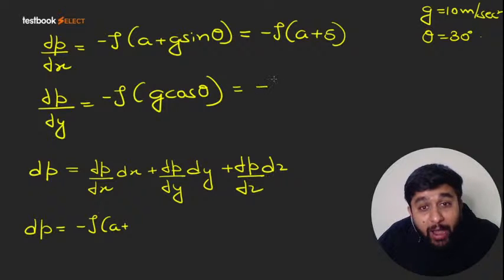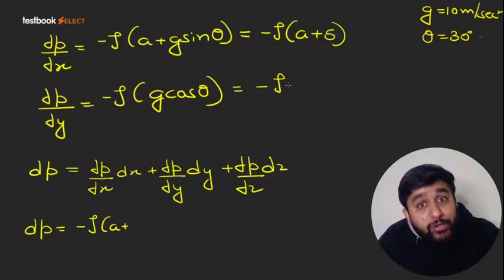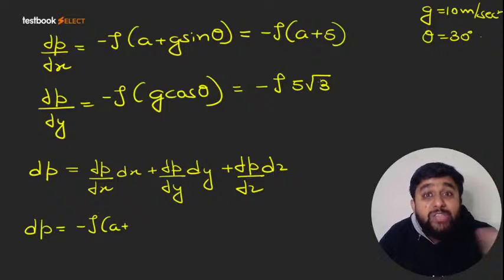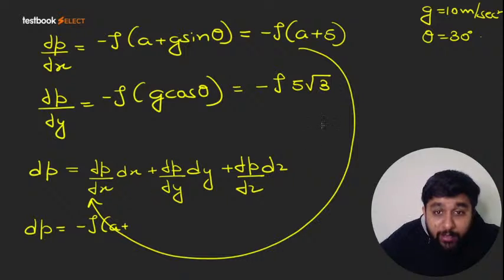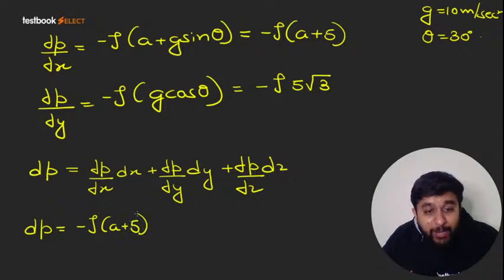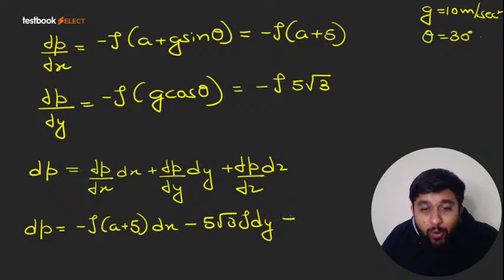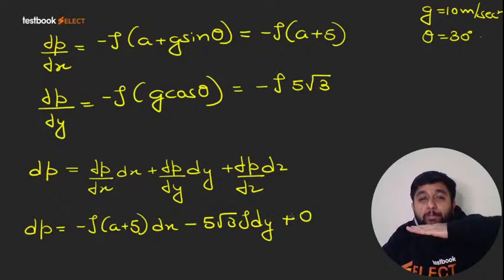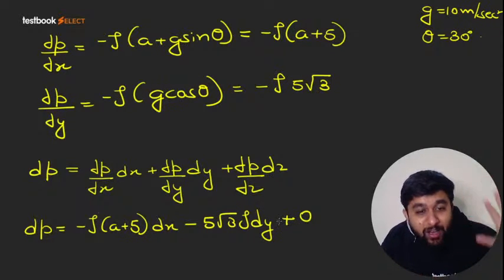And this will become minus rho G. So G is 10 cos 30 degree, that is root 3 by 2. So minus rho 5 root 3. This is del P by del Y. So when you will substitute these values over here, I think you will have minus rho A plus 5 dx minus 5 root 3 rho dy, and del P by del Z is 0 only because Z is horizontal, perpendicular to plane of paper. No weight component, no motion. So this is the final equation.